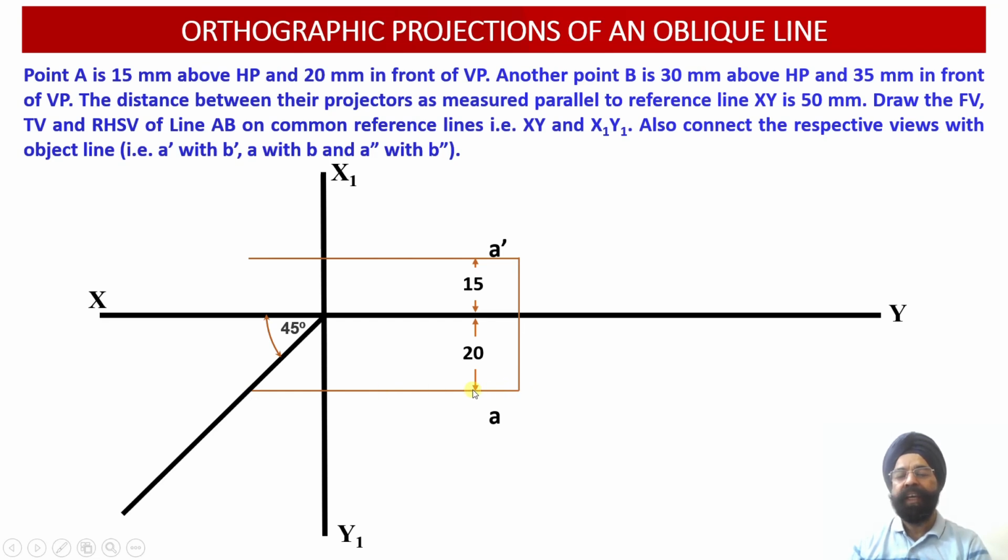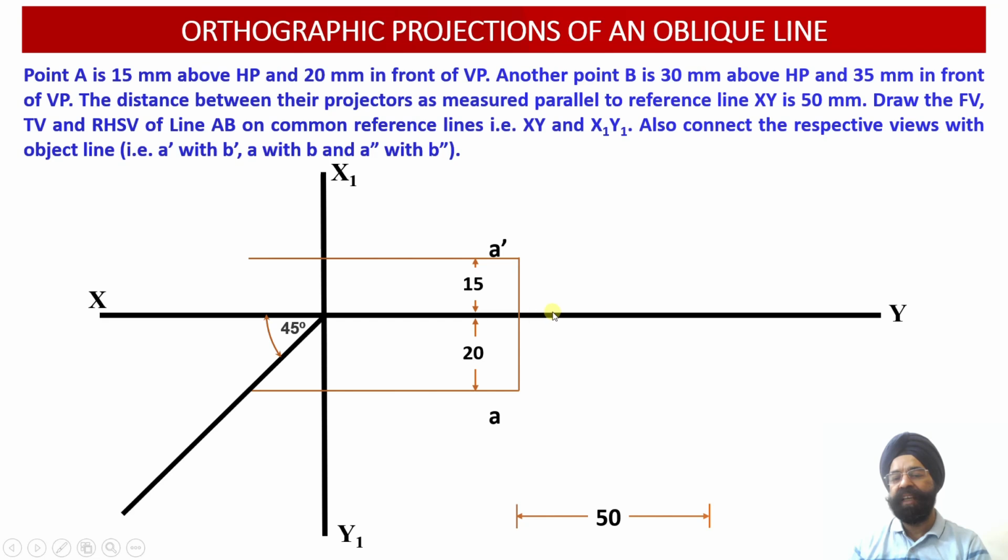So that is why a horizontal construction line has been constructed, so that it can be extended to meet this 45 degree transfer line over here in this projection coordinate system. Now, having located point A dash and point A in the space, we know that the distance between the coordinates of point A and point B of this line AB is equal to 50 millimeter, which is measured parallel to the XY reference line.